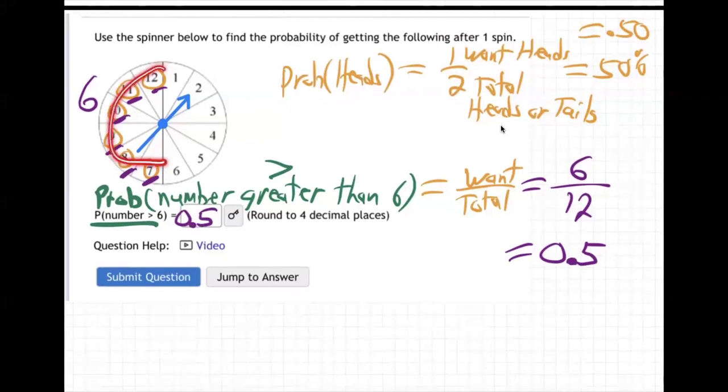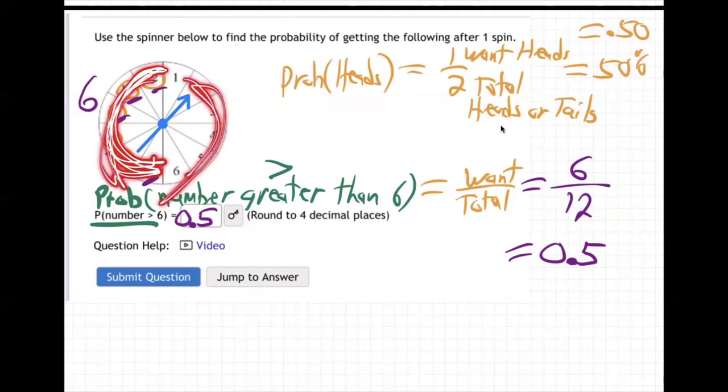It's the same thing as the chance of getting heads. Half the time, because this is half the spinner, isn't it? Half the time you'll get a number greater than 6: 7, 8, 9, 10, 11, 12. Half the time, just like flipping a coin, getting heads. Half the time the spinner will end up on this side, half the time it'll be on the other side. So the chance is 0.5, half.